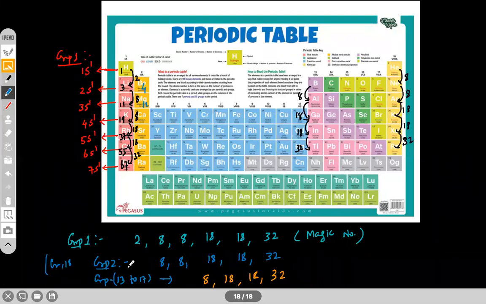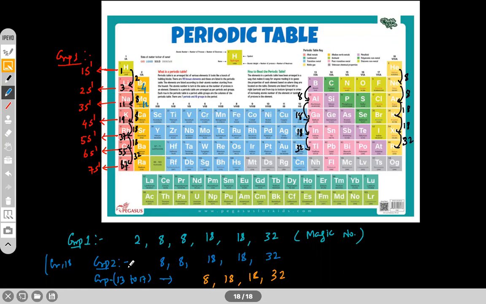Okay, so we have 2 S block groups, 6 P block groups, and 8 D block groups. 2 F block, we have 2 F series, 4F series and 5F series. This is the classification of elements in the periodic table. Did you get it?